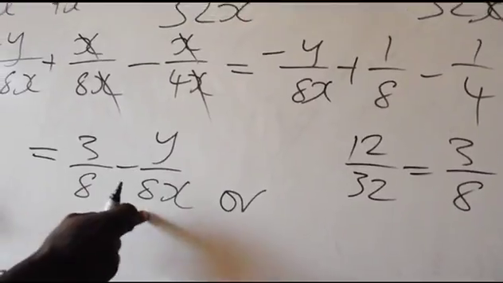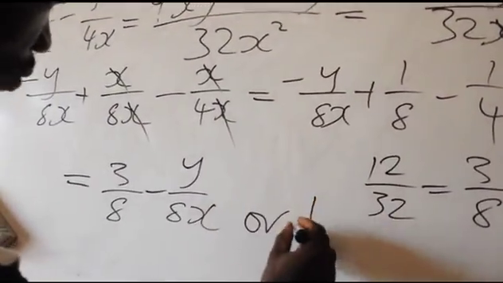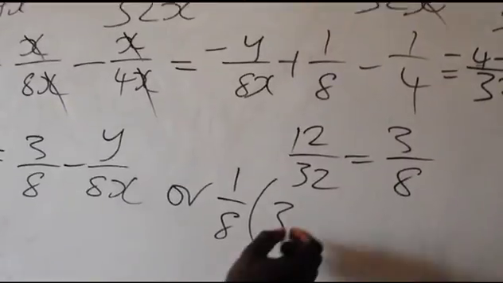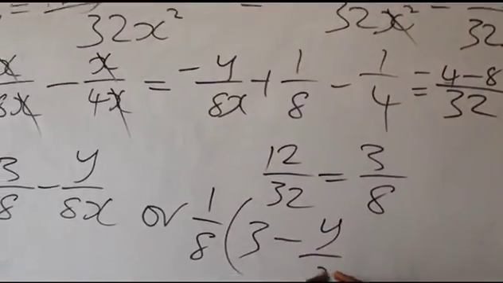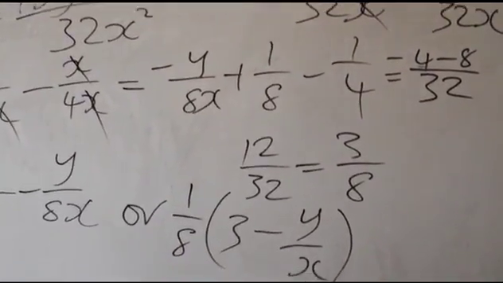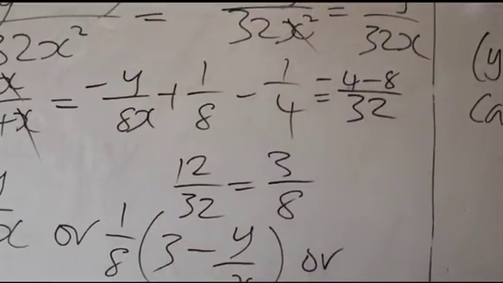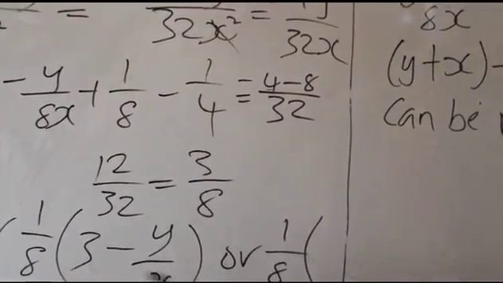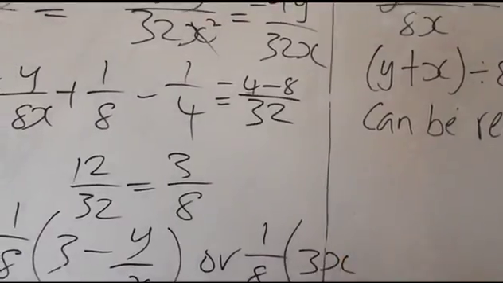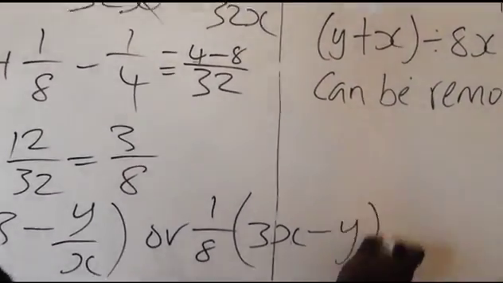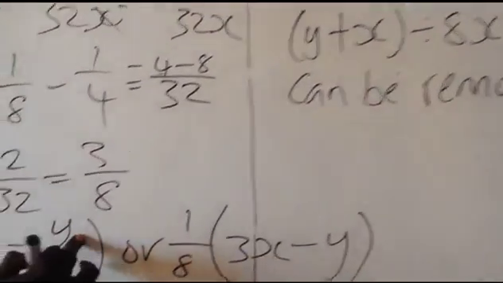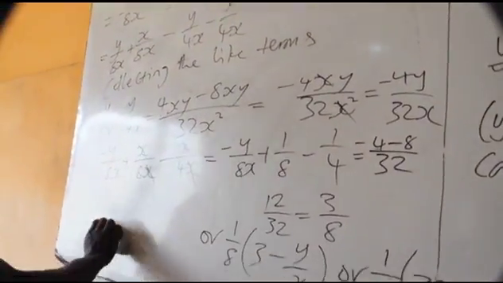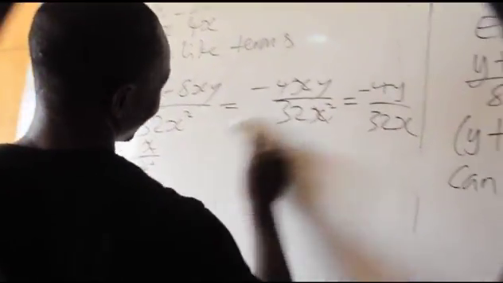8 is common here, so we factor 8 out. 1 over 8 into 3 minus y over x. So this is the answer, and this also is the answer. Or we can say 1 over 8 into 3 times x, 3x, minus y. That's 3 times this, 3x minus y. That's what we got here. So this is the answer.